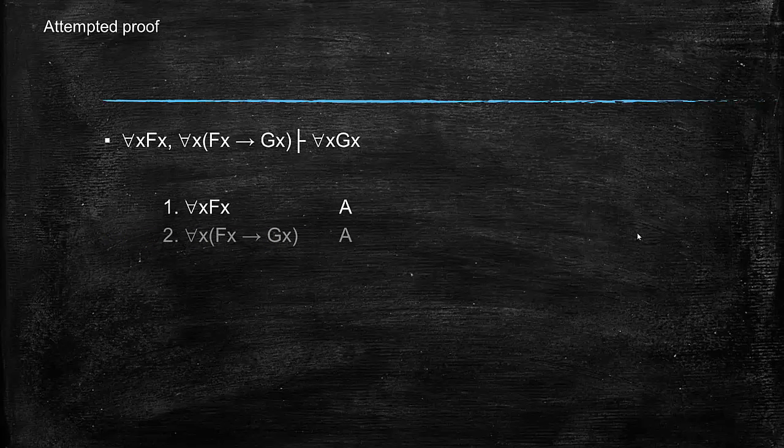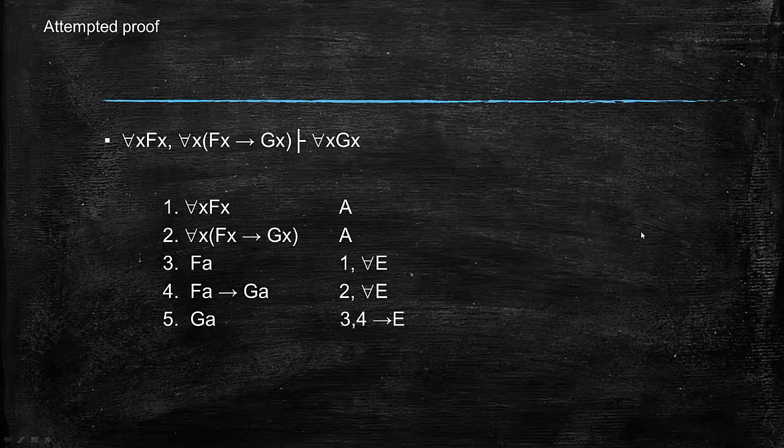So we have two assumptions. And then we can do some familiar things. We can go to f of a by 1 in universal elimination, and we can go to if f of a, then g of a by 2 in universal elimination. And then we can get g of a. But now what we want is for all x, g of x. We want to be able to go here from a is goofy to everything is goofy. Now that seems very much like what we said we shouldn't be able to do with Alfred. But intuitively, it seems like in this proof, we should be able to. So what makes this proof different, so that we'd want to license this kind of inference?